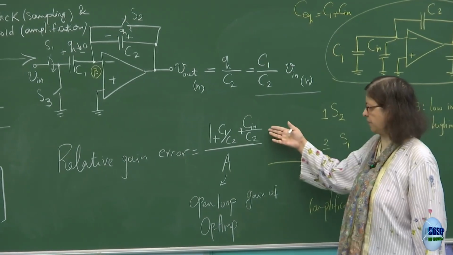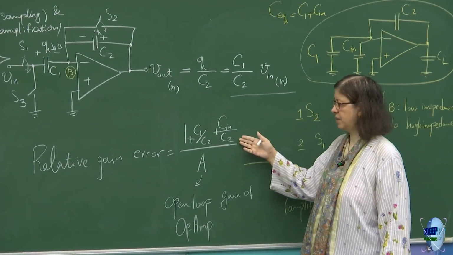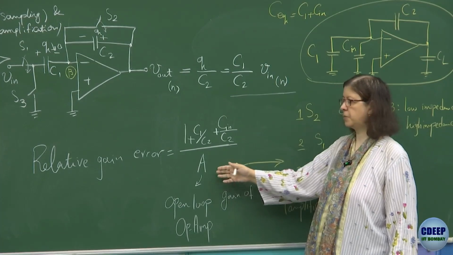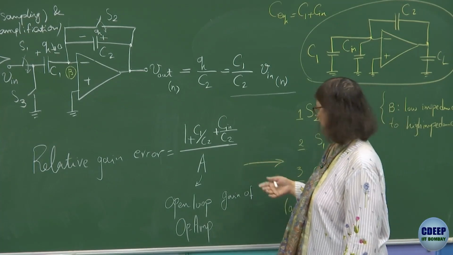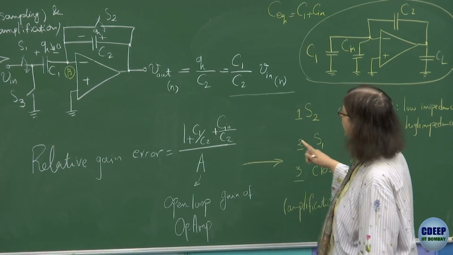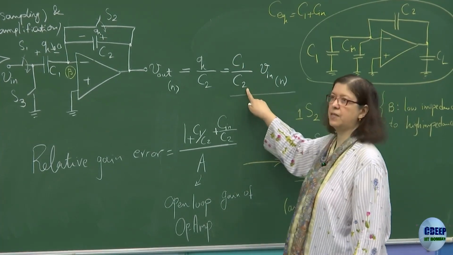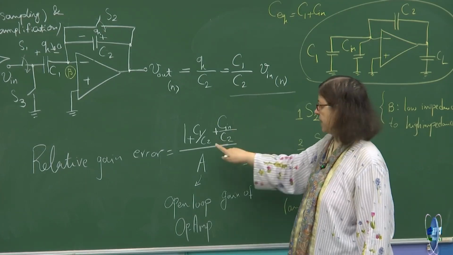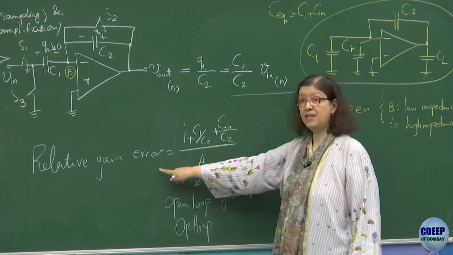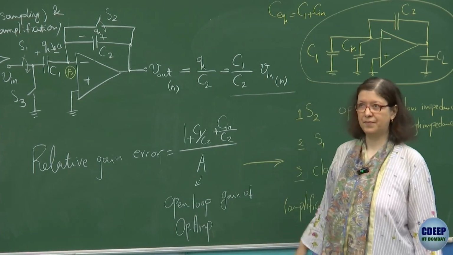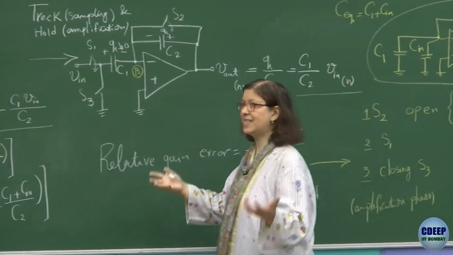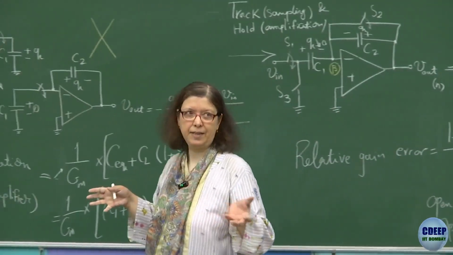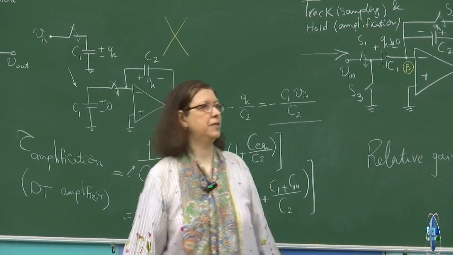So this is the effect of Cin on the precision, and this is the effect of the open loop gain of the op-amp on the precision. And also it's very clear that if you want to increase the gain, it means that we want to increase the ratio of C1 upon C2. The effect will be increased relative gain error. And that is valid even for continuous time. If you increase the closed loop gain with an op-amp, relative gain error increases.